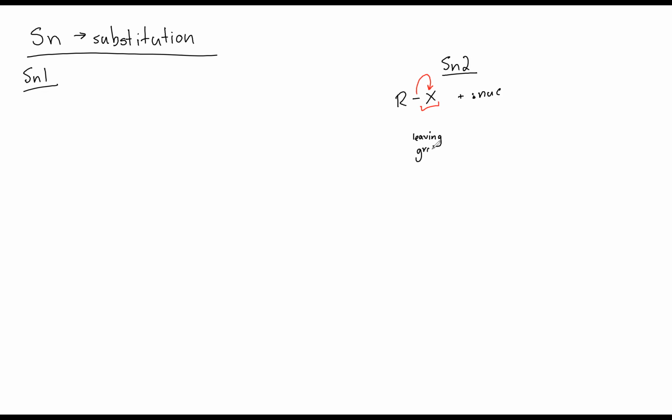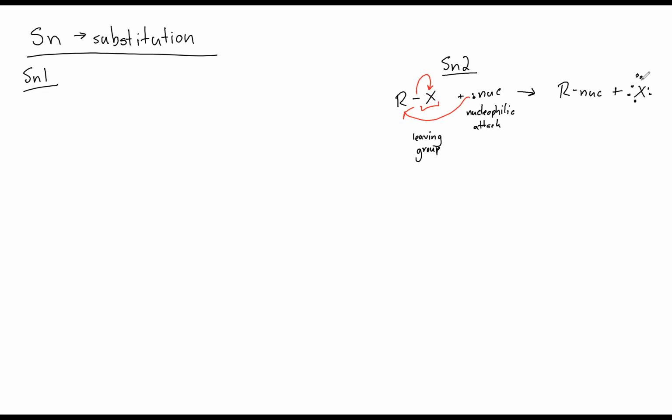Okay? The second part of this mechanism will be the nucleophile grabbing on to that carbon. We're going to call this the nucleophilic attack because it's attacking that carbon with its lone pair, and then we end up with our single step reaction, R attached to the nucleophile plus just our leaving group on its own. Okay?